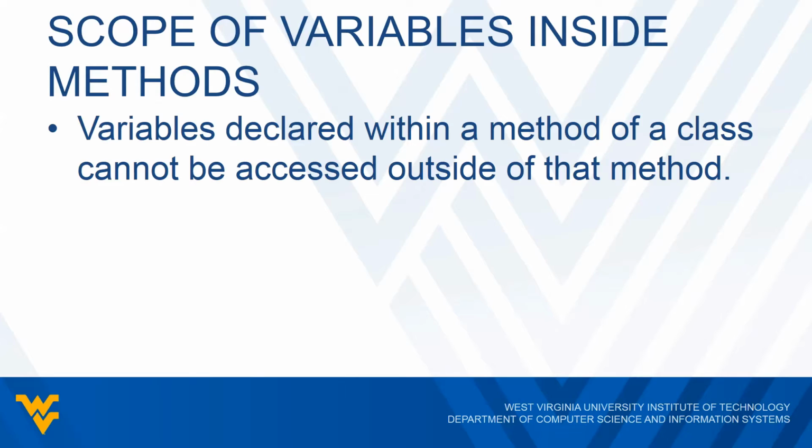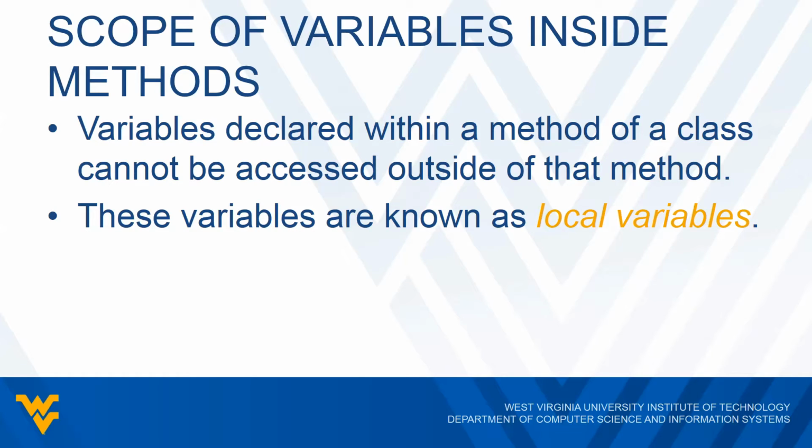We'll first consider the case of a variable that is declared inside of a method. In this particular case, these variables can only be used and accessed within that method. In other words, we cannot access these variables outside of that method. There is an actual name for these types of variables. We call them local variables. And the reason why we say local is because anything that's declared within a method is considered local. That's just part of the definition.